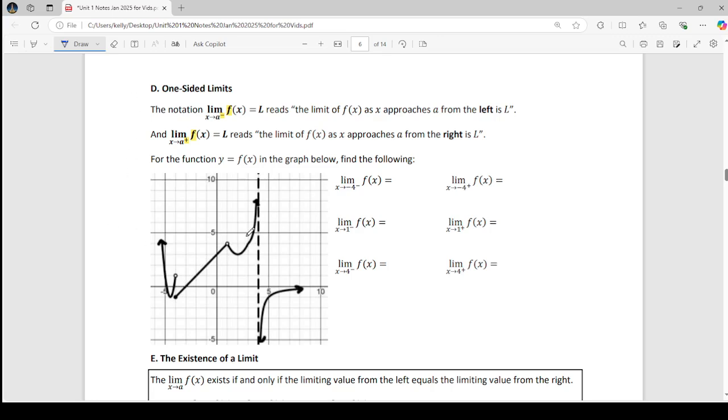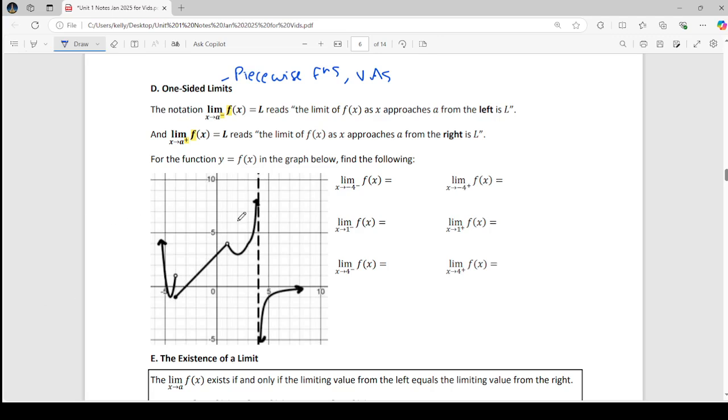Where these one-sided limits will come in really handy is in piecewise functions or functions that have VAs, because often if two things are happening around a certain x value, we would say the limit doesn't exist. But what we can do instead is talk about the left side limit and the right side limit, and then we'll be able to give some more info about the graph.